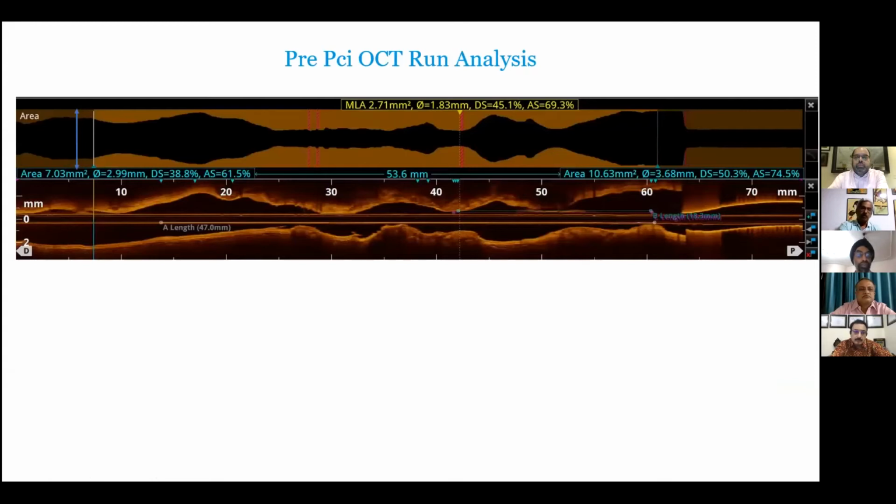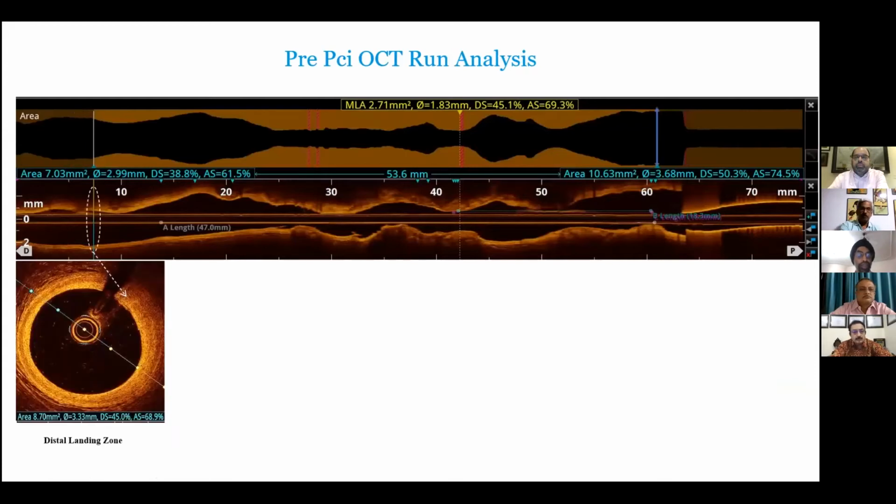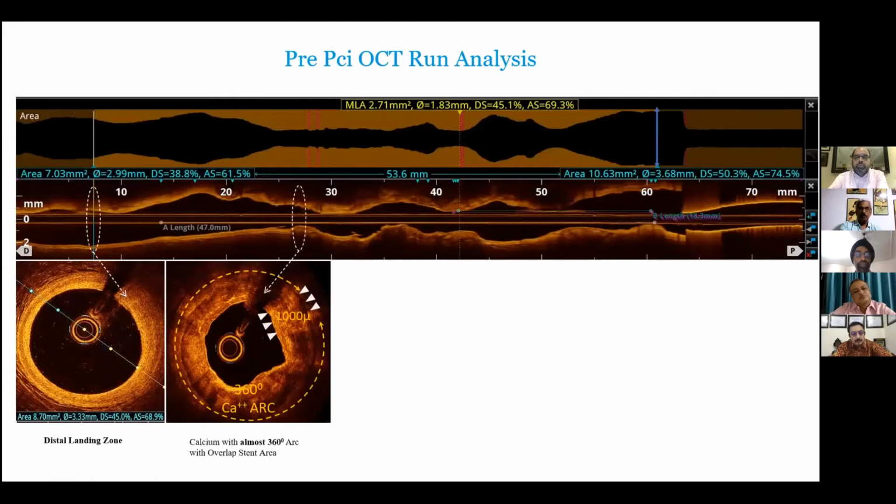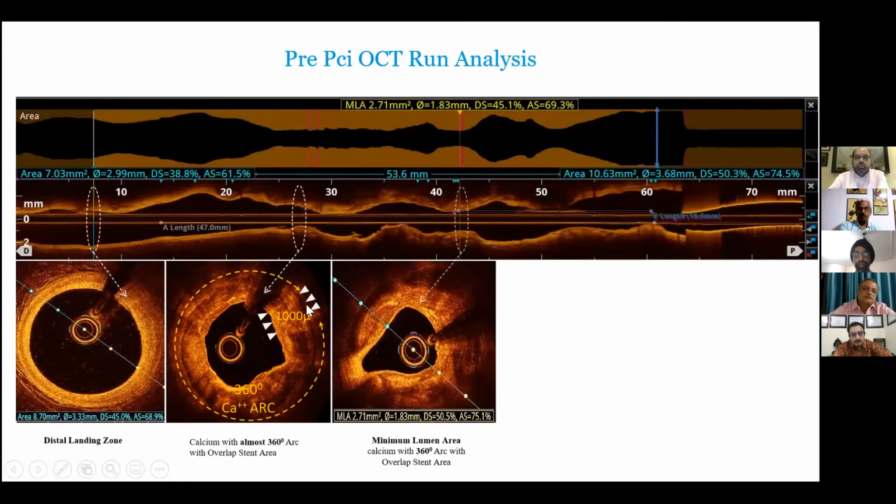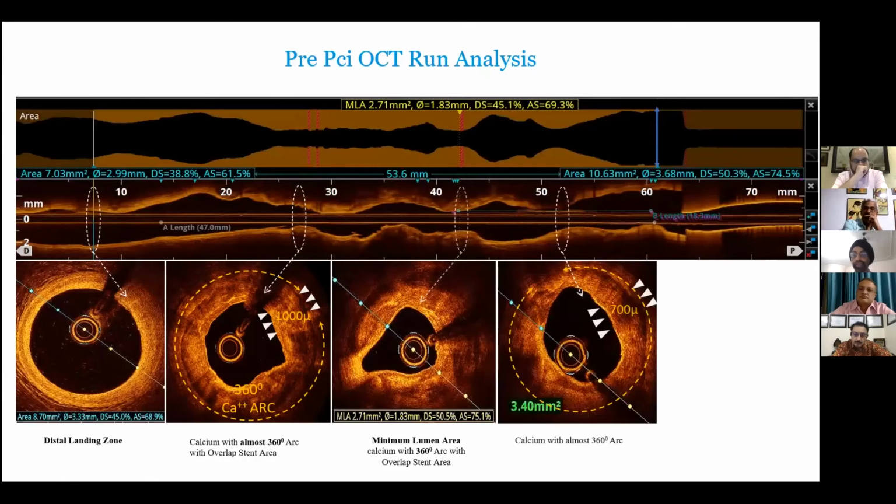So this is a normal vessel, which is the distal landing zone. And this was about 3.5. This is 360 degrees of arc of calcium. You can see all along there's calcium. You see the minimal lumen area. This is after the balloon dilatation with such a thick calcium bed there. Another area with calcium and another area with calcium.